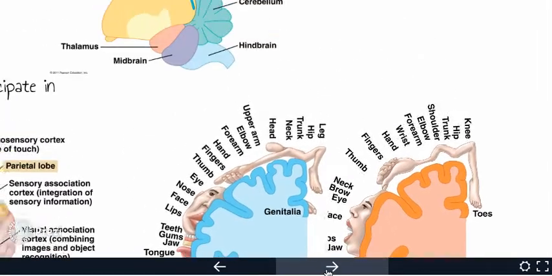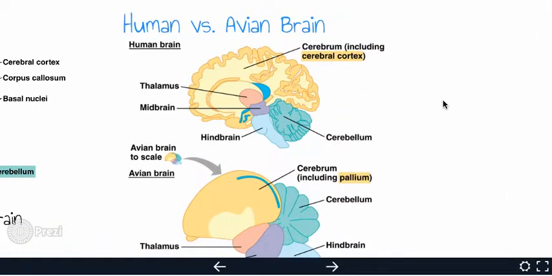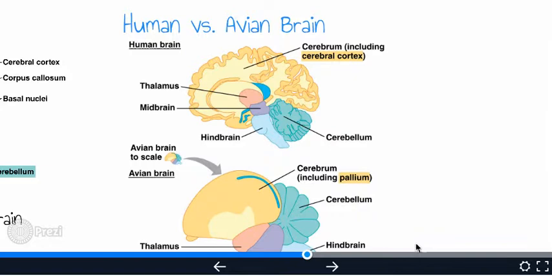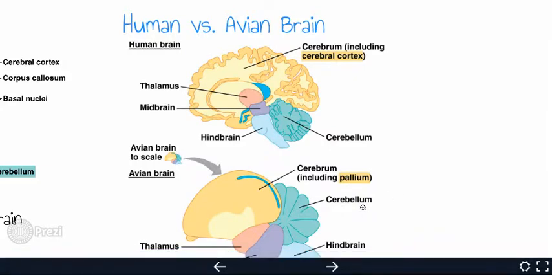Okay. All right, so let's just compare organisms. If we look at human versus avian brain, the first thing we can do is look at the differences. So we can see all these folds in the human brain. And if we look at the avian brain, this would be to scale, right? Tiny. Okay, but if we blow it up, here it is. And we can compare the hind brain. Here's the hind brain.